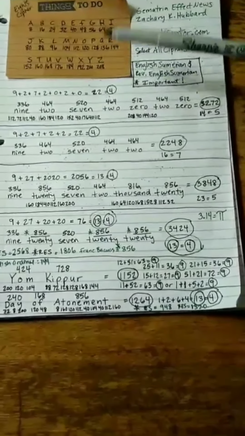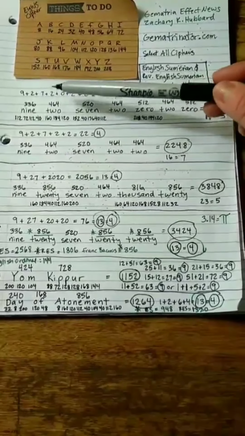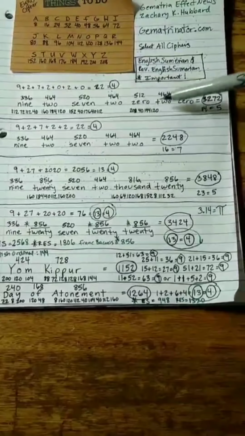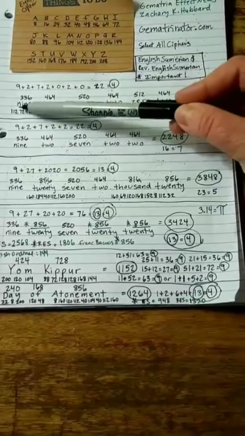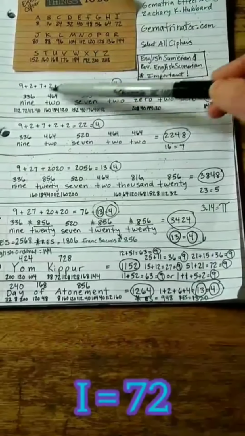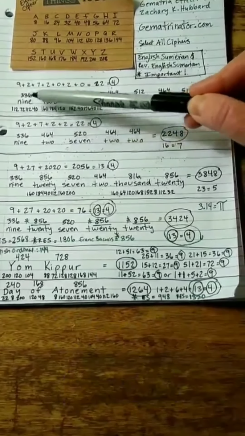Get it? So basically what I did here was I put the numbers in words. Do you see that? So 9 plus 2 plus 7 plus 2 plus 0 plus 2 plus 0. 9, 2, see that? 7, 2, 0. Okay. And then I added across. So basically N is 112. See that? I is 72. Where is it? There it is. And again, 112. And E is 40. So 112 plus 72 plus 112 plus 40 is 336.